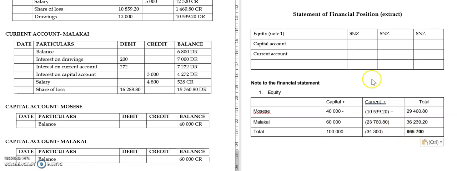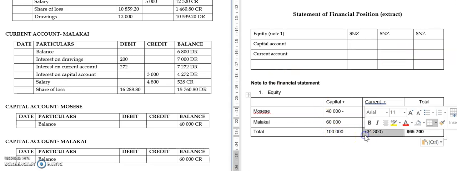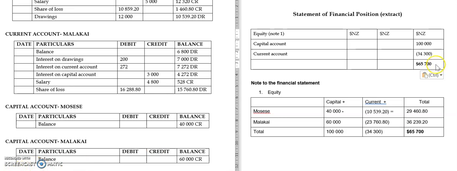Now these values will be transferred to the capital account, 100,000 and negative 34,030. The totals at both places will be the same.